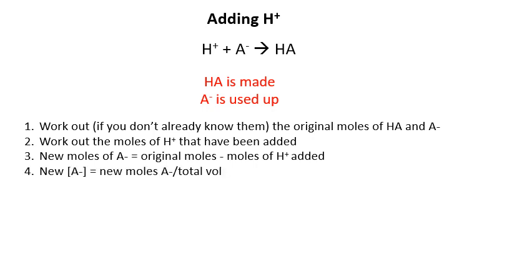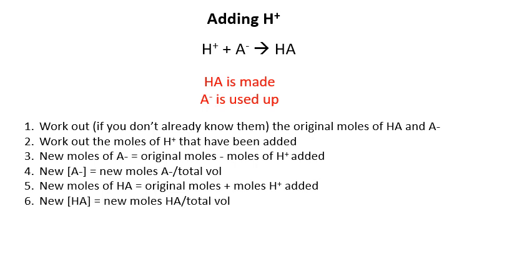We then divide that by the total volume to get the new A minus concentration. Again, being very aware that that total volume is the volumes of everything that have been added into this buffer. For the HA, we've got our original moles from step 1. This time we are making HA, so we add the moles of H plus that we worked out in step 2. So our new moles of HA is the original plus the moles of H plus that we added. We then again divide this by the total volume to get the HA concentration.